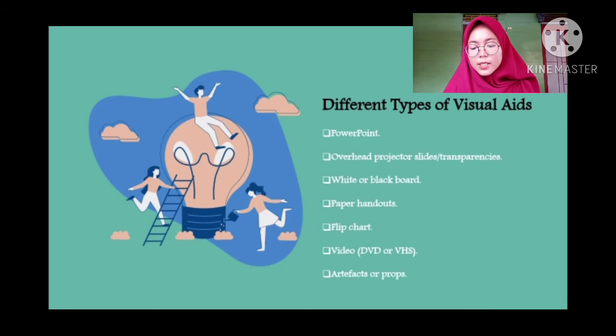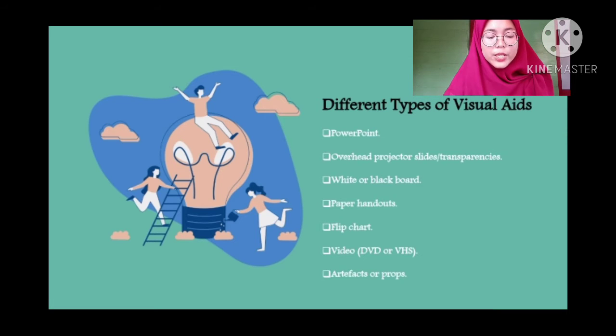The next is white or blackboard. This is to help explain or record your key points. And this can also help your audience better understand the material. The next is paper handout. You can use a paper handout if the information about your material is too detailed to fit on a slide, and if you want the audience to have a full record.